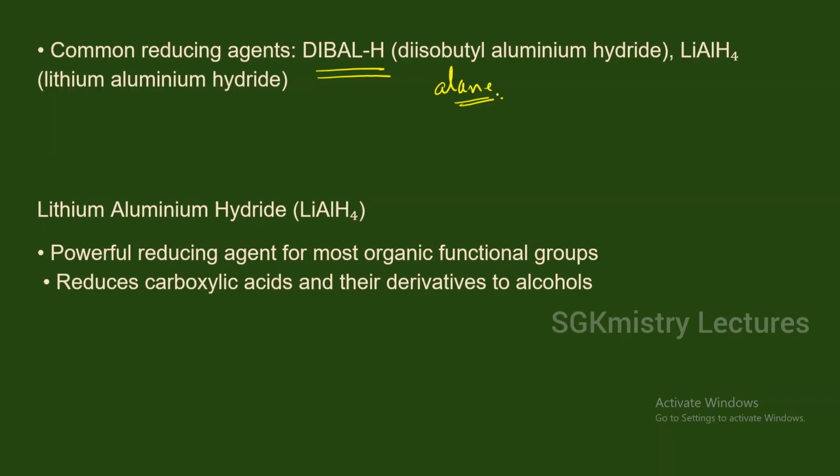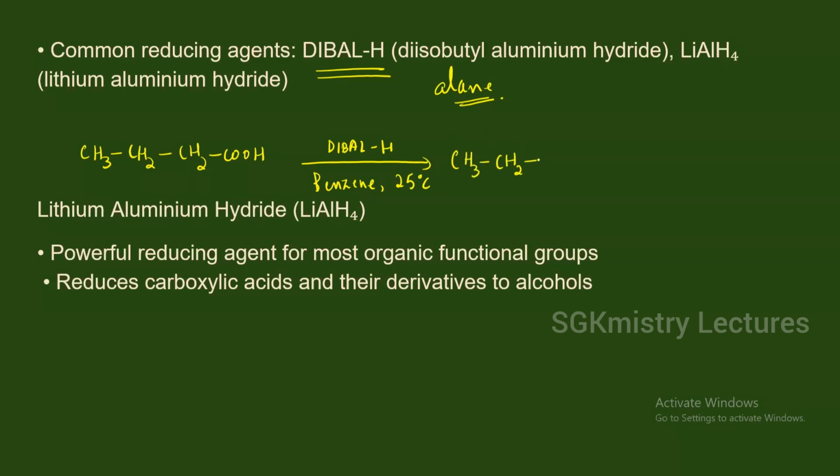Now this Dibal is the most important alane. So you can use Dibal H as the reducing agent. So CH3, CH2, CH2COOH in the presence of Dibal H, diisobutyl aluminium hydride, in benzene solvent at 25 degrees Celsius, you're going to get the alcohol, CH3, CH2, CH2, CH2OH. So this is the usage of Dibal as the reducing agent.